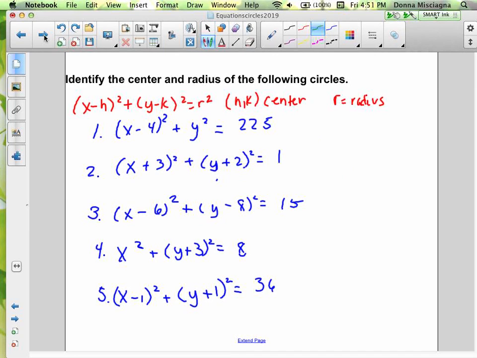All you got to do is remember what the formula is. (x - h)² + (y - k)² = r². (h, k) is the center and r is the radius. Right? So you take the square root of r² and you got the radius.